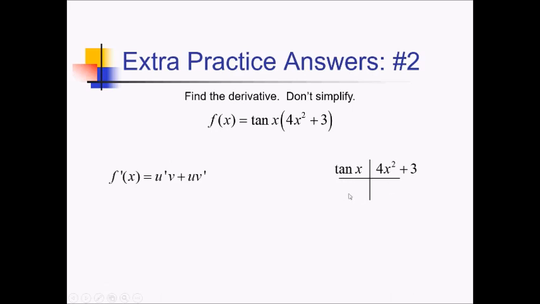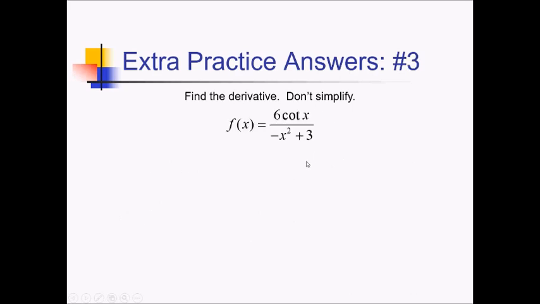Now to get the derivatives for those lower boxes, tan becomes secant squared of x, and the derivative of 4x squared plus 3 is 8x. Using the ribbon to multiply it all out, we've got secant squared of x times parentheses 4x squared plus 3 plus tan of x times 8x. No need to simplify, so we're done.